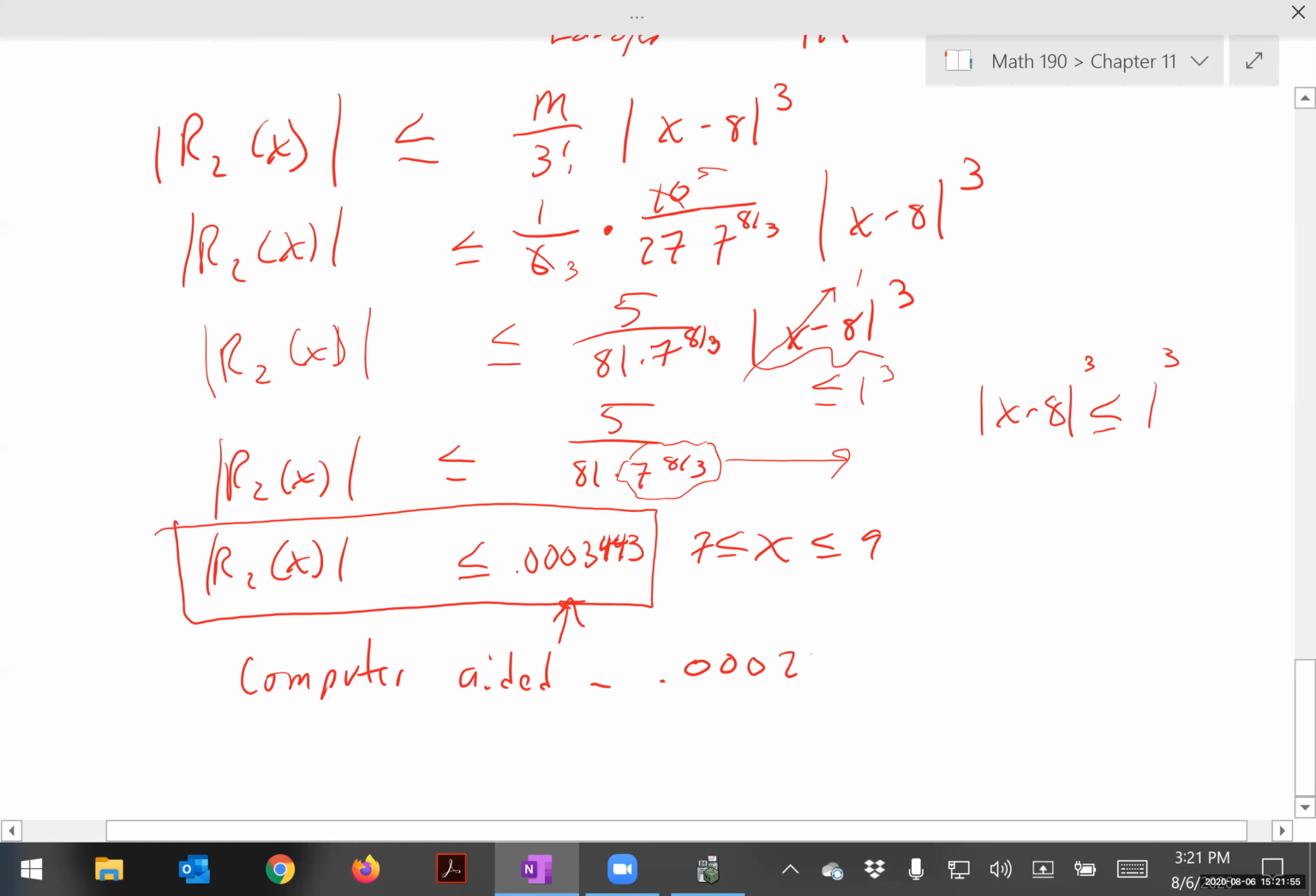223, right? So computer-aided error is this one. Okay, but we got one. If we wanted to do it the old-fashioned way, this is how we would do it. Not computer-aided.